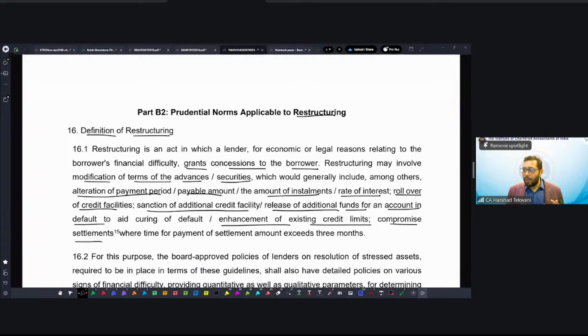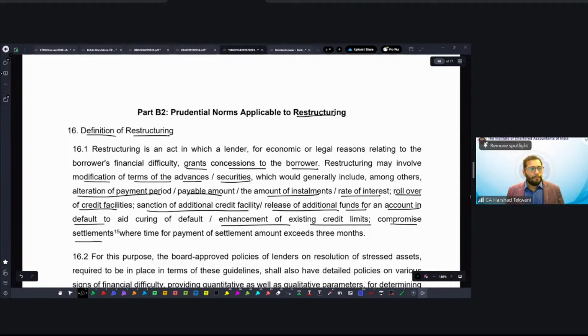Now, why is this important? Because we need to understand where this concept is required to be applied. We cannot apply this concept of restructuring everywhere. It has to be specific restructuring only, and then only will we apply these prudential norms in this scenario. Now, what is the requirement for restructuring? What are banks required to do?